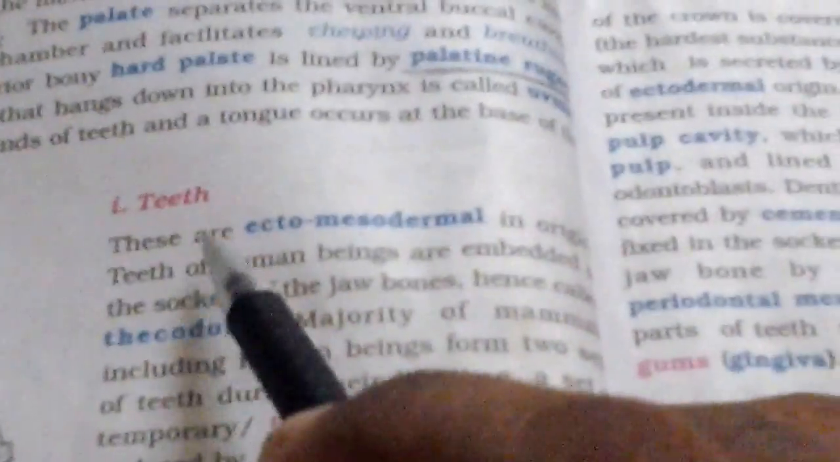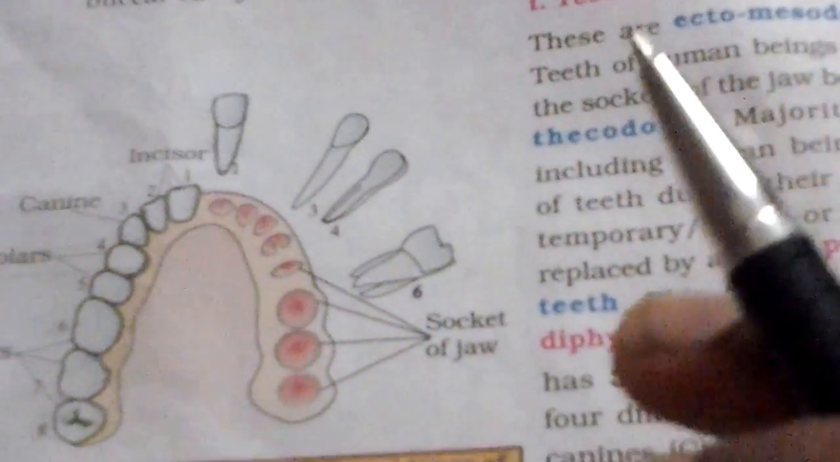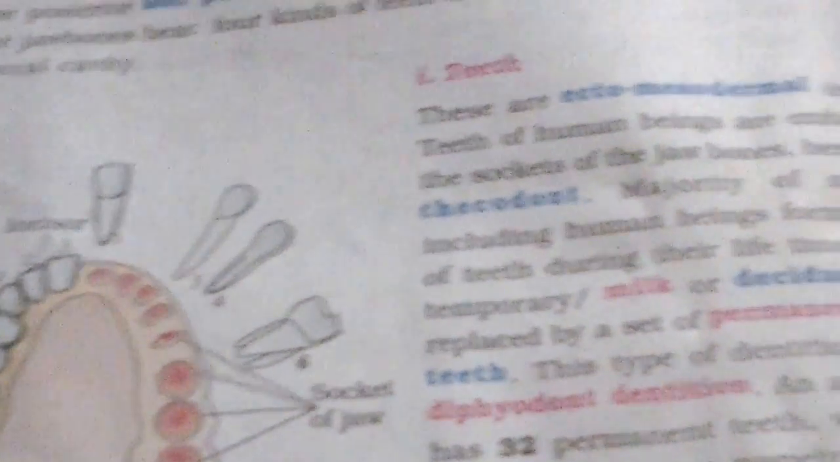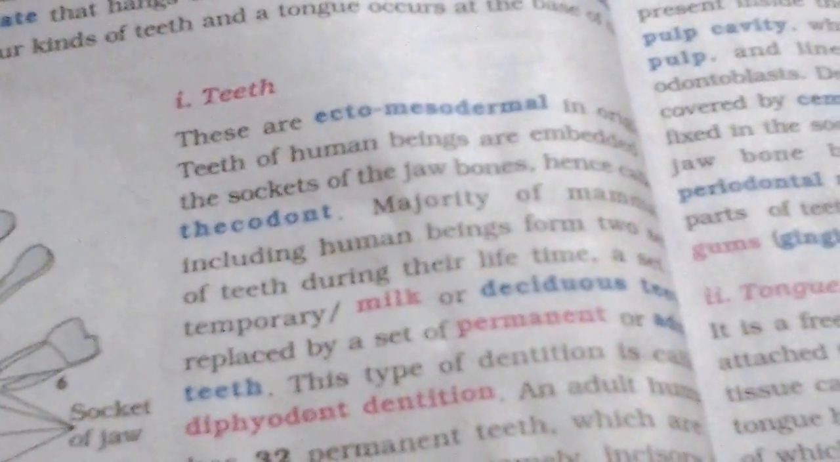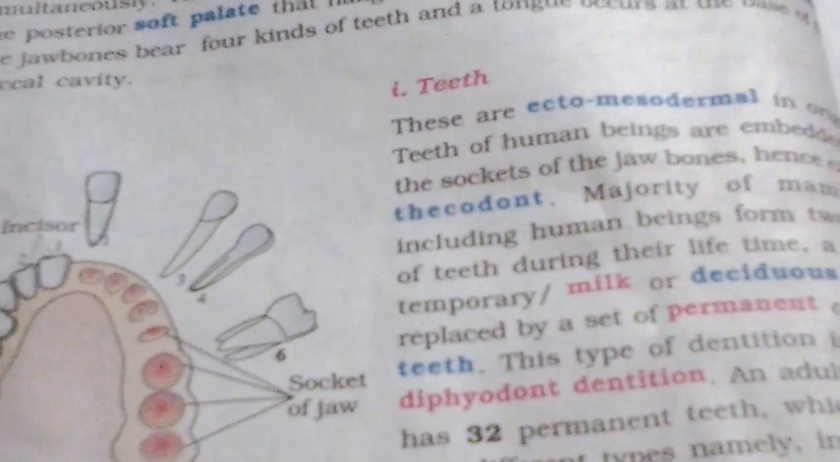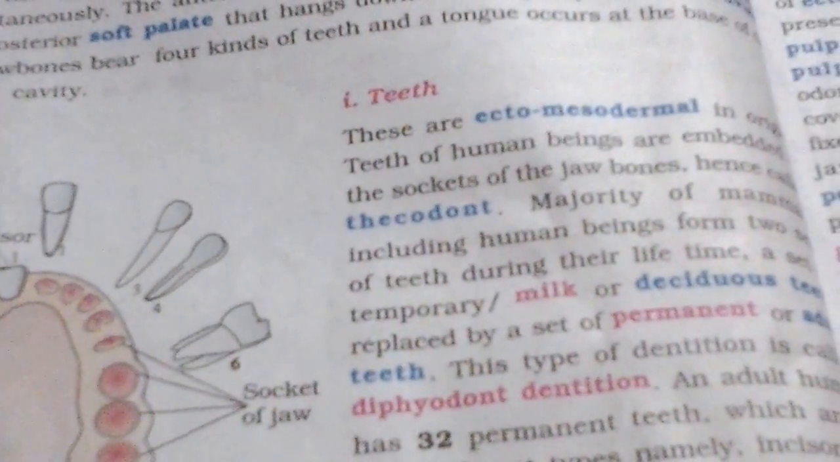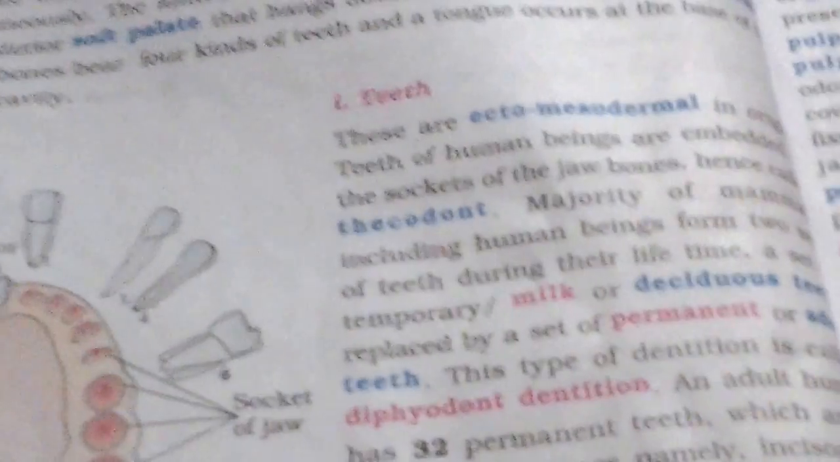That's it. The next thing mentioned over here is the teeth. Teeth are ecto-mesodermal in origin. We've discussed the coelom in our previous classes, where we got a brief knowledge about ectoderm, endoderm and all these. So teeth are of ecto-mesodermal origin, in the sense that the outer ectoderm and the mesoderm constitute the teeth.